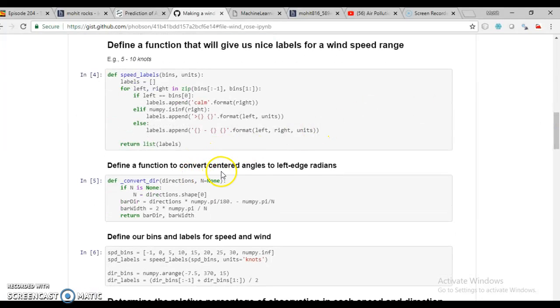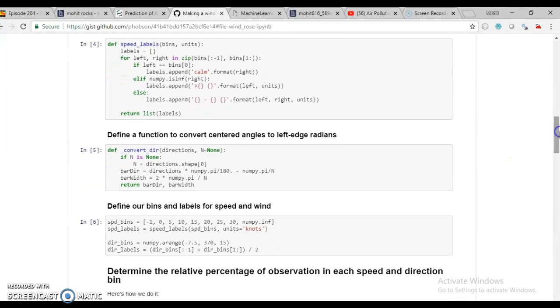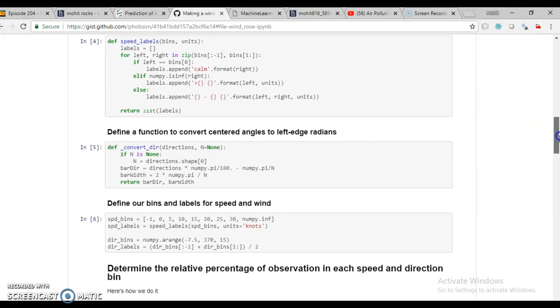Now I have defined a function to convert the centered angles to left edge radians. You know that an angle should be converted to radians to get an inference of the direction, where the direction is tending, so that we can predict the concentration level. We have converted by using this formula: bar direction equals direction times numpy.pi divided by 180, minus numpy.pi divided by n, where n is the total number of observations.